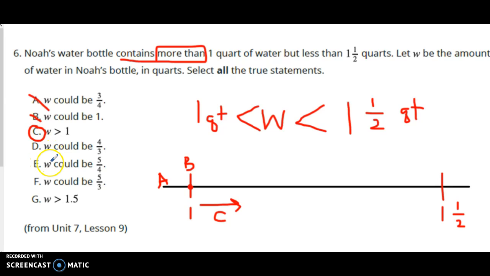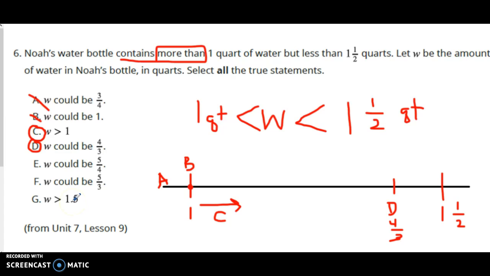D, last one we're going to do together. W could be 4/3 or 1 1/3. So I have 1 1/2 here. And I know that 1 1/2 is greater than 1 1/3, which might fall here. D, 4/3. So D is also true. Pause, and I want you to try E, F, and G on your own.